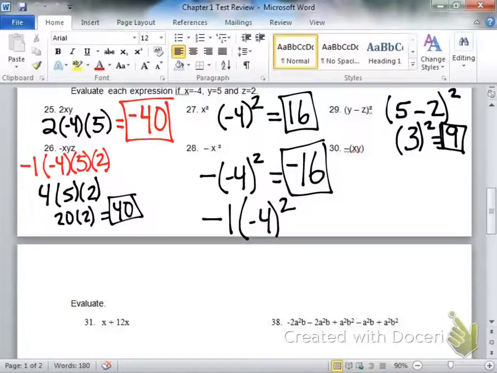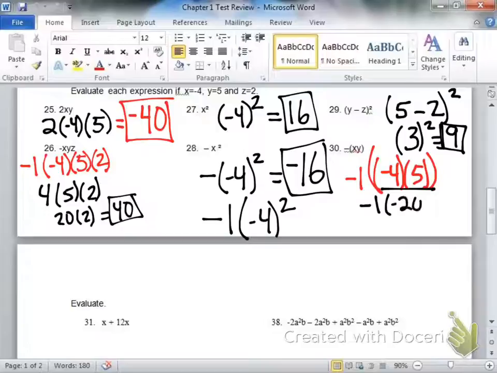All right, and last one, number 30. I'm going to treat the negative sign like a -1 again. So I have a -1 in the front. Instead of the x, I'm going to put a -4. Instead of the y, I'm going to put a 5. And that was all together in parentheses, so I need to do that multiplication first. What's -4 times +5? -20. So I have -1 times -20, or you could think of it as a -20. Either way, what do you get? +20. Very good.